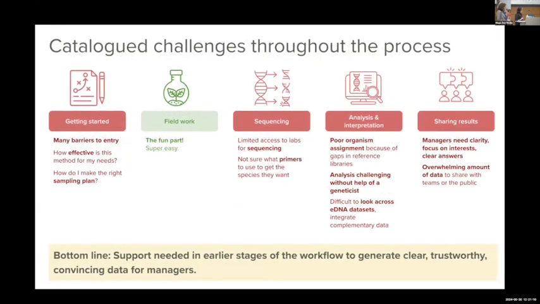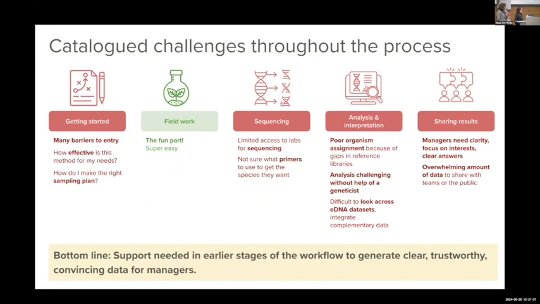And so because of all of that uncertainty, we decided to sit down and try and catalog all of the challenges throughout the eDNA process. And we found that there are problems in almost every step of the workflow. Just from getting started, there are barriers because people don't know how effective it is or how to make a sampling plan. The fieldwork is the really fun part, but then when it gets to sequencing, people have limited access to labs or don't know what primers to use.